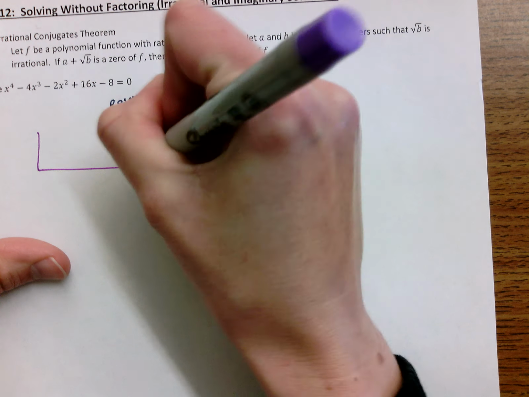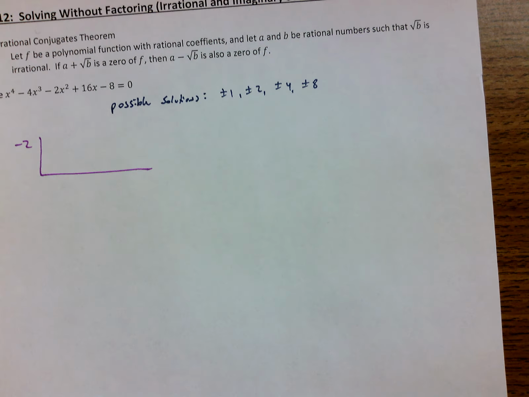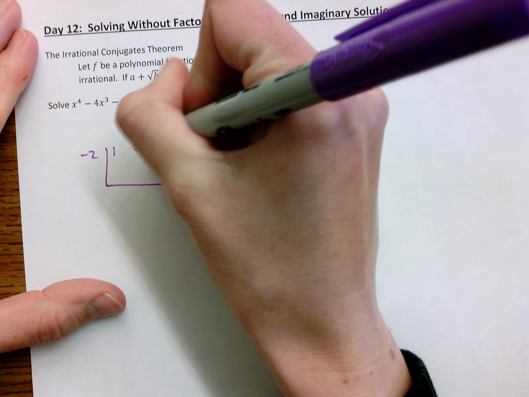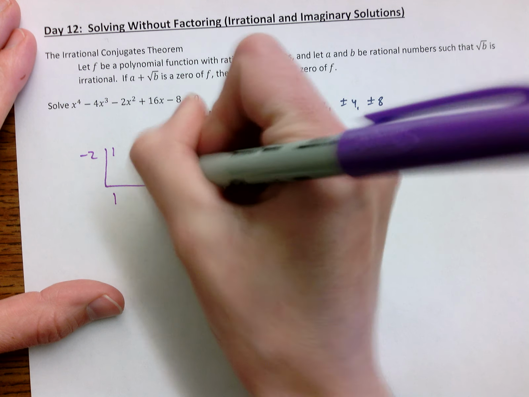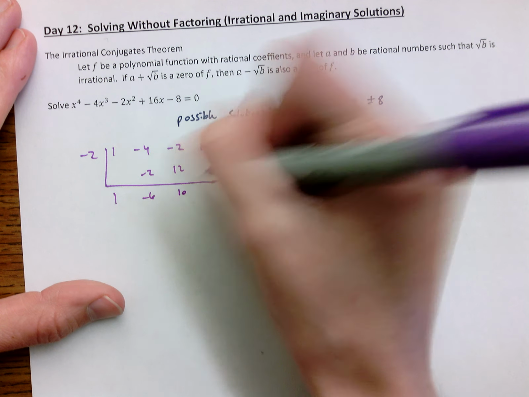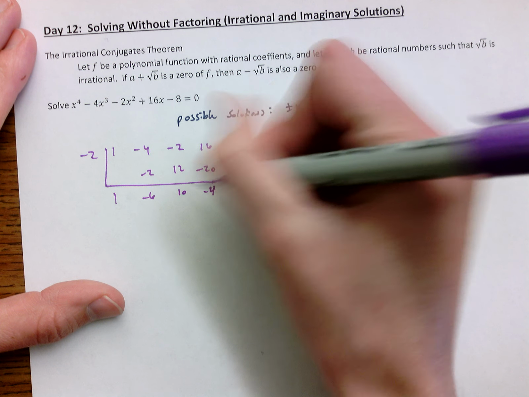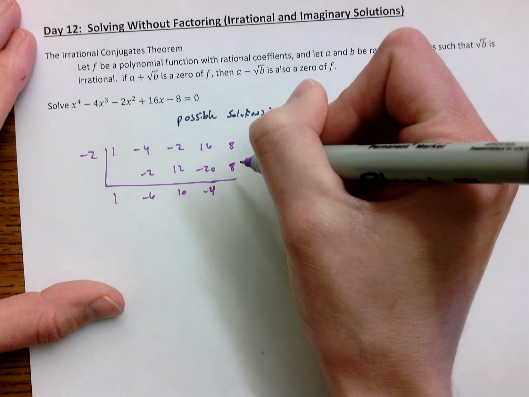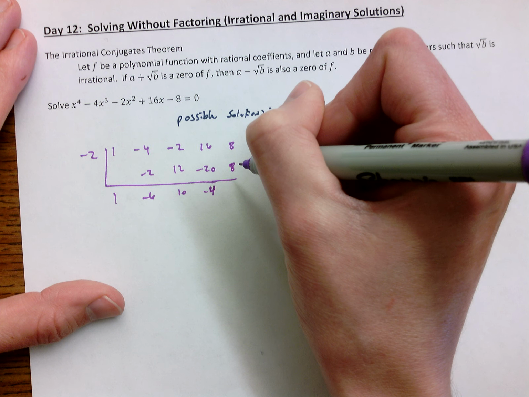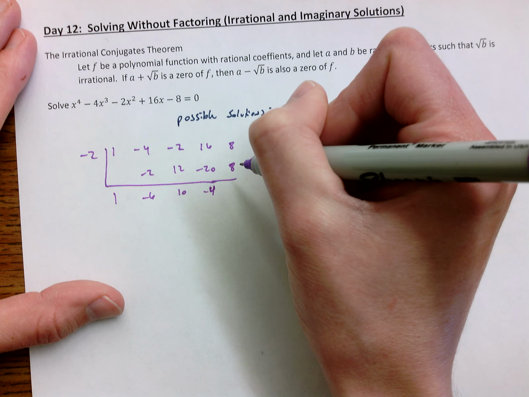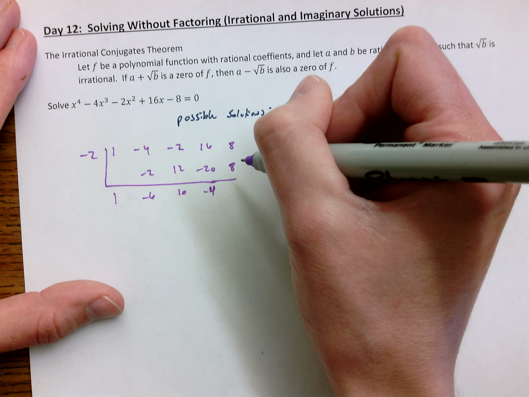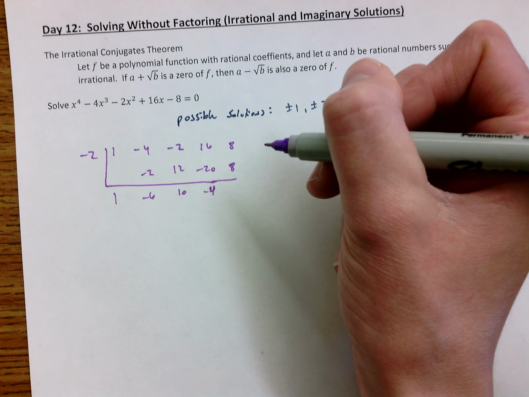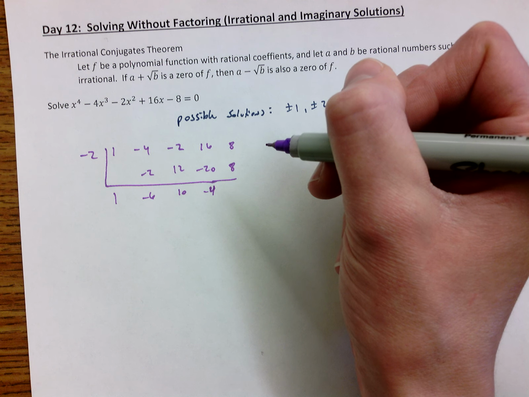So I'm going to do a synthetic division, and I'm going to use -2 because I know that it's going to work. So 1, -4, -2, 16, and -8. Bring that down, multiply and add, multiply, add, multiply, add, multiply. And that should be 0. Where's my sign error? I made a sign error somewhere. I did something silly somewhere. I just need to figure out where it is.